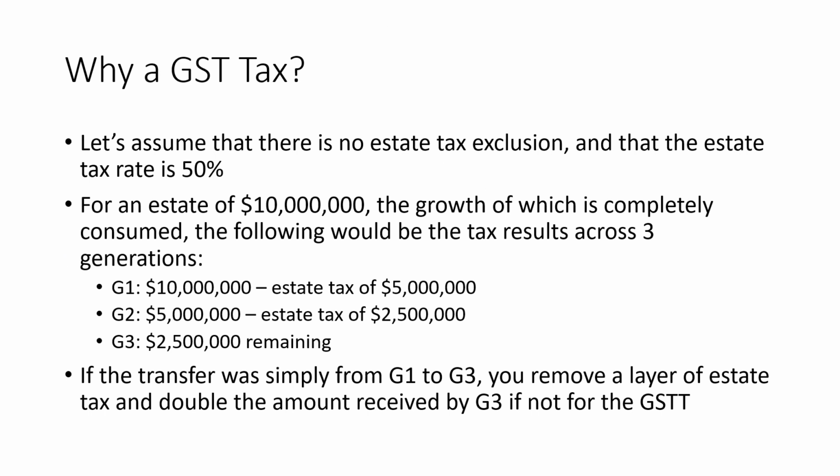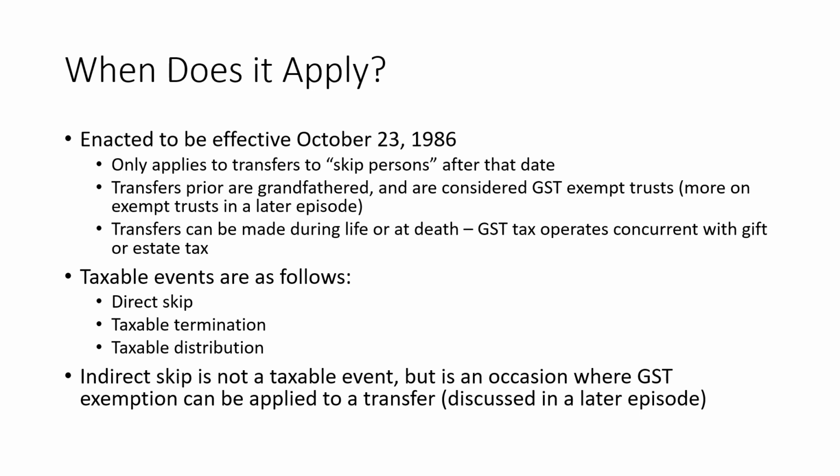Now, Generation 2 then at their death has $5 million. You have another 50% estate tax that takes a bite out of that. And then finally, when you get down to Generation 3, they only have $2.5 million remaining of the original $10 million that Generation 1 had. Now, if the transfer had simply been from Generation 1 to Generation 3 in this case, you could have removed a layer of estate tax and doubled the amount received by Generation 3. But in response to that, Congress passed the GST tax back in 1986.